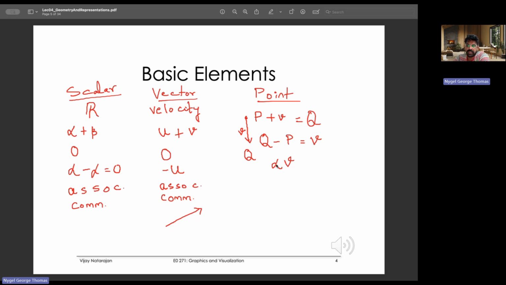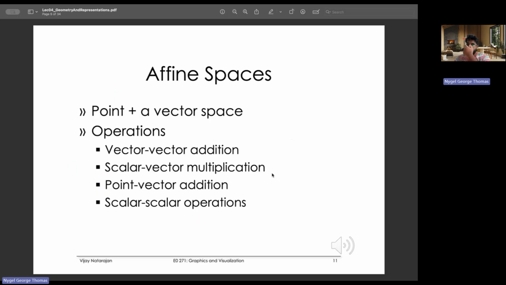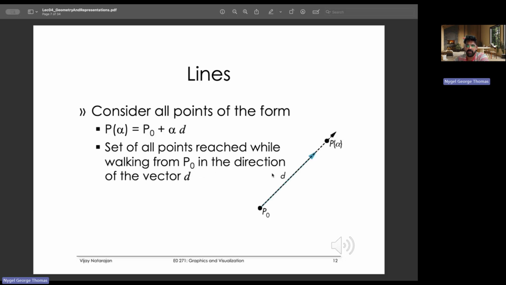This vector can also be scaled. So these are the basic elements. Vectors along with points and scalars, scaled versions of vectors along with points, will represent geometry. These are the building blocks of geometry. For the graphics pipeline, we normally deal with affine spaces. An affine space is a point plus a vector space, and normally this point is the origin. The operations we perform in affine spaces are vector-vector addition, scalar-vector multiplication, point-vector addition, and scalar-scalar operations. We'll look at affine spaces in more detail.